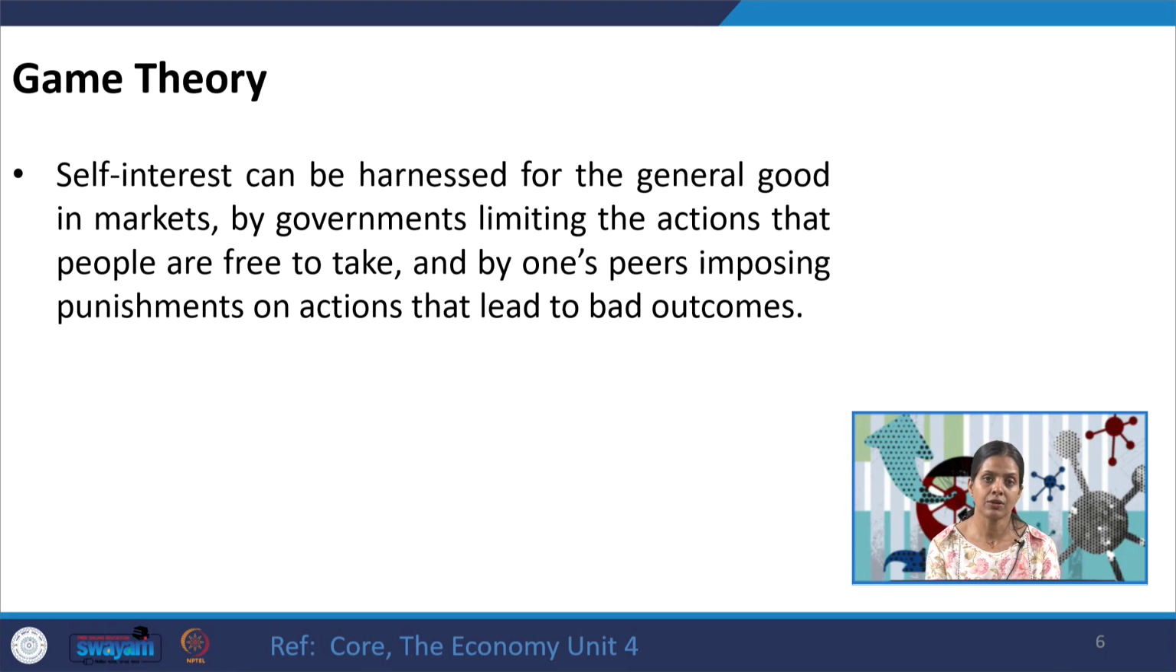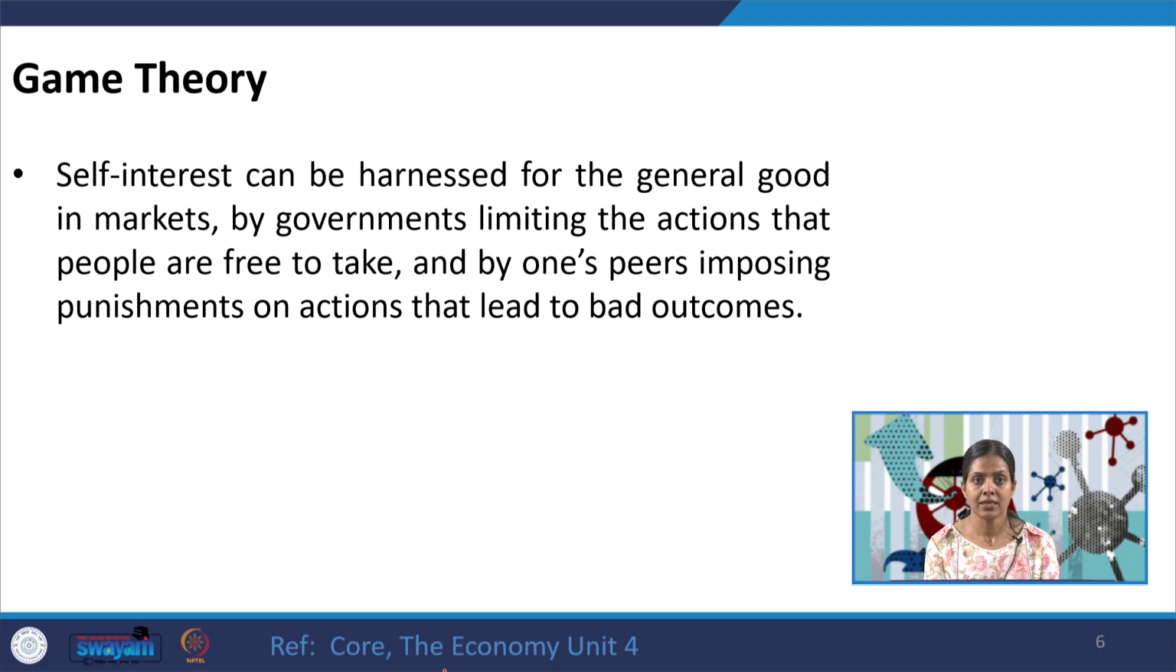Self-interest can be harnessed for the general good in markets by governments limiting the actions that people are free to take, and by one's peers imposing punishments on actions that lead to bad outcomes. Though if you remember, in the very beginning we said that Adam Smith was a proponent of the invisible hand, which basically said that we are all driven by our self-interest, but then that leads to mutual gains for each other. But that might not be true in all circumstances, and as a result, government interventions might be required that would limit the actions that people are free to take.